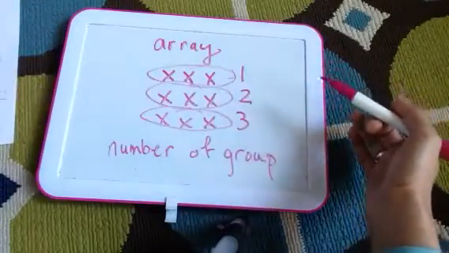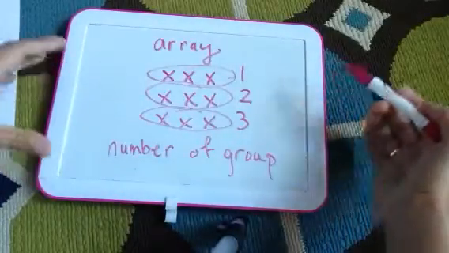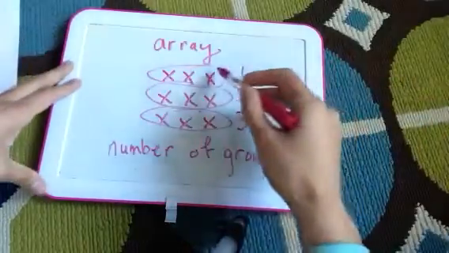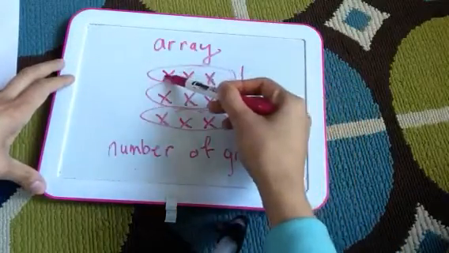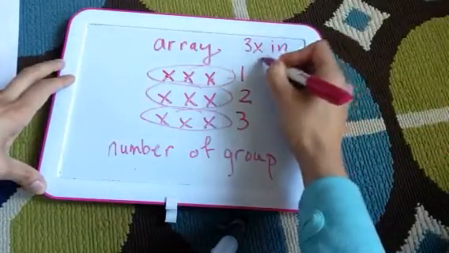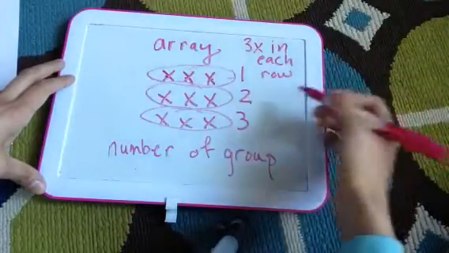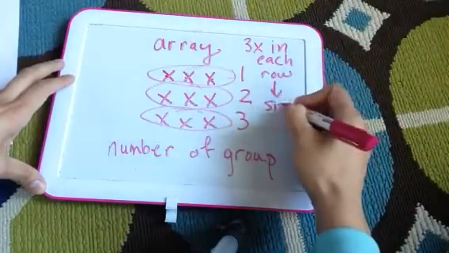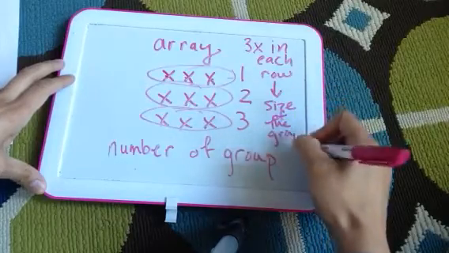And then you have to think about how many are in each of the rows. How many X's are in each row? Well, this is one row, so I'm going to count 1, 2, 3. There are 3 X's in each row. That we can think of as the size of the group.